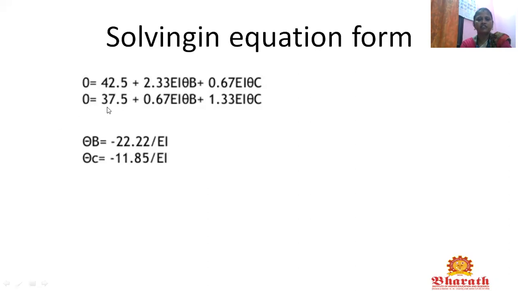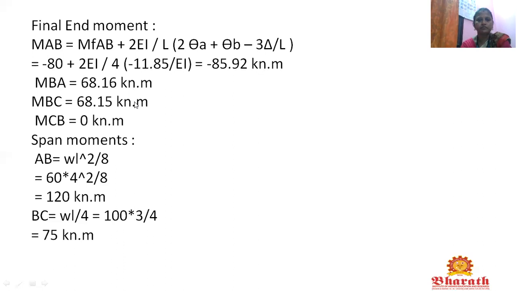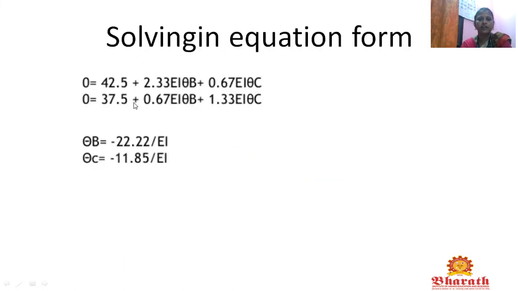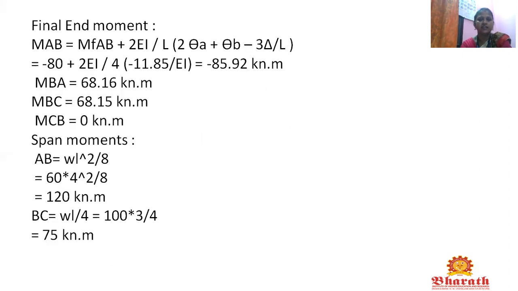Similarly, for the next equation, 0 is equal to 37.5 plus 0.67 EI theta B plus 1.33 EI theta C. After solving the equations, we get theta B equal to minus 22.22 by EI and theta C equal to minus 11.85 by EI. With these theta B and theta C, we have to find the final end moments.